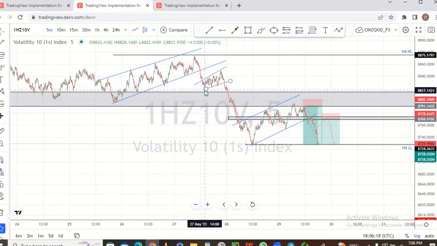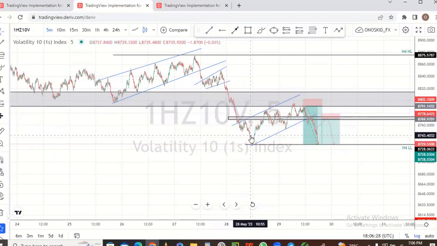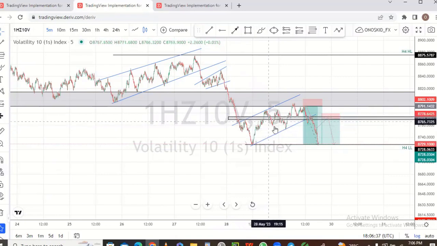And after the impulsive move, what do we have? We have that corrective move or retracement in the form of a flag again. And you see after that, we have that impulsive move down to this point. And what do you notice? What you're seeing right now is that the market started a retracement, in the form of another flag. So when I spotted this flag, I was able to identify those touches.